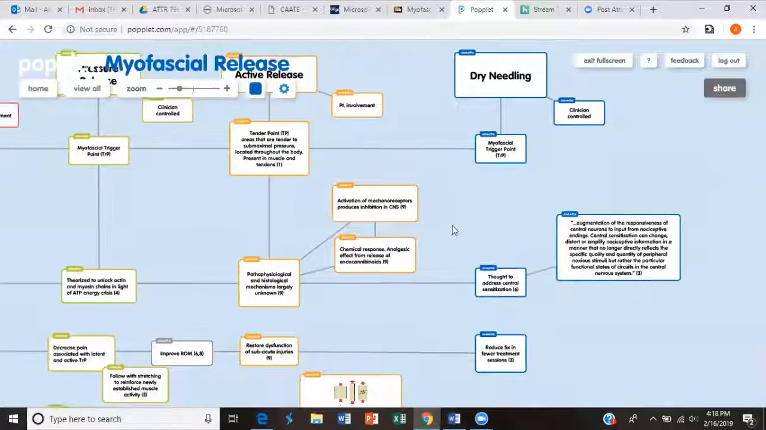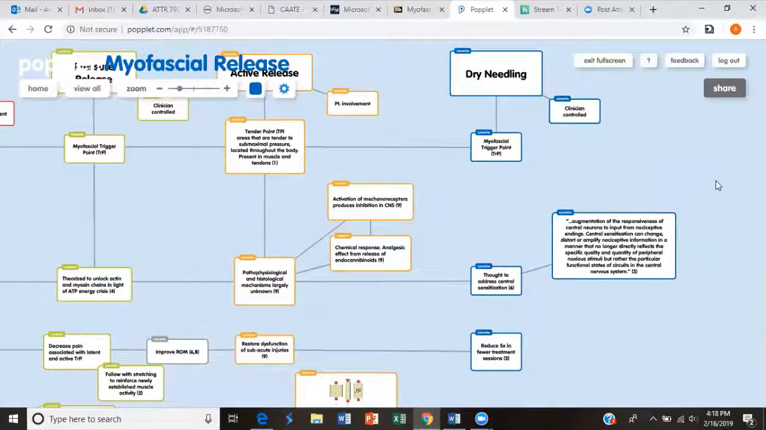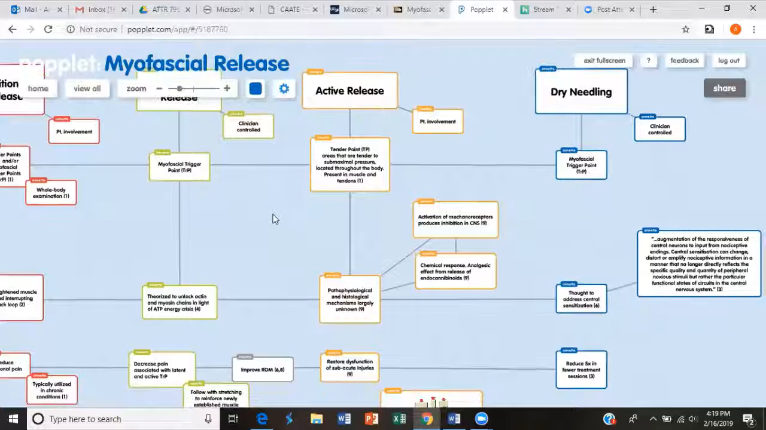And lastly, dry needling. The reason I included dry needling in this presentation is the fact that I have very little background with it. I have not been trained in it, nor do I have much experience working with other providers who have done it. So therefore, a completely new technique. I wanted to compare it to things that I am familiar with, including active release and pressure release.